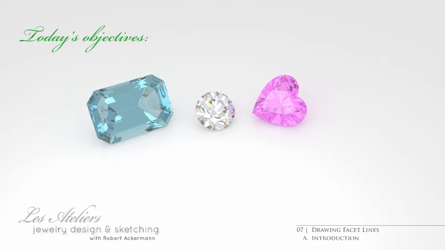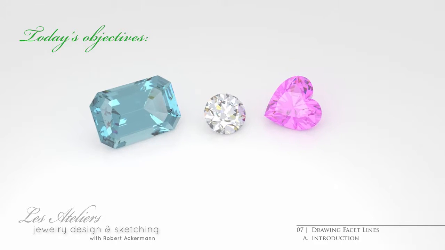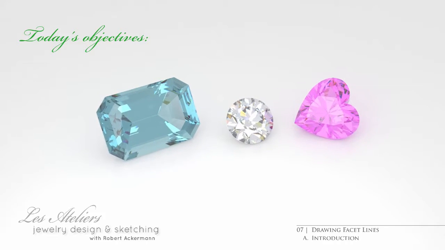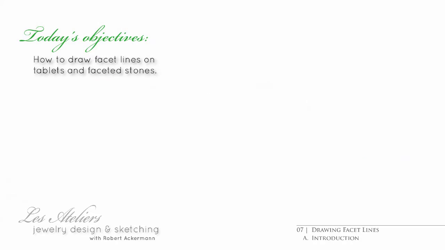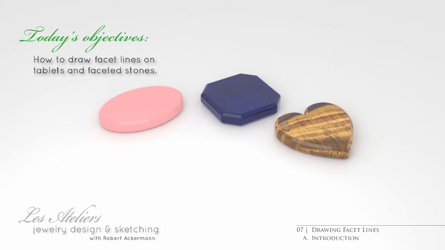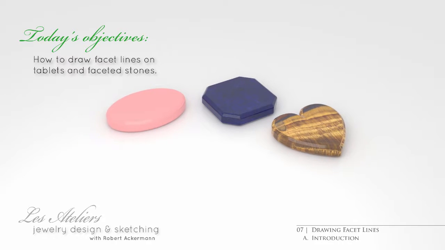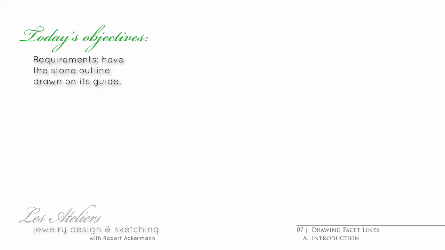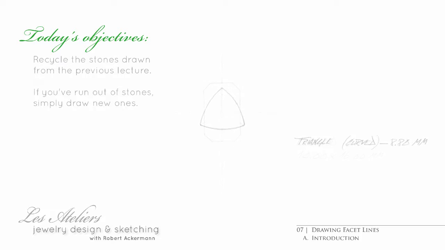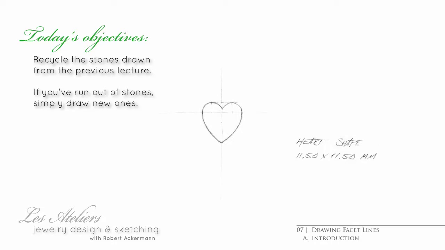Welcome back to video lecture number 7 of Jewelry Design and Sketching. Today we'll be looking at drawing facet lines. We'll be looking at tablets and faceted stones because cabochons by definition aren't faceted and have no other outlines than their girdles. As you make your first attempts at drawing facet lines, you'll need a stone outline drawn on a guide to get started. Feel free to use the drawings from the previous lecture. Otherwise, there's no harm in drawing new stones to practice and consolidate your skills.